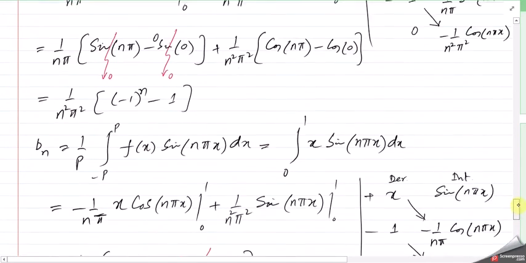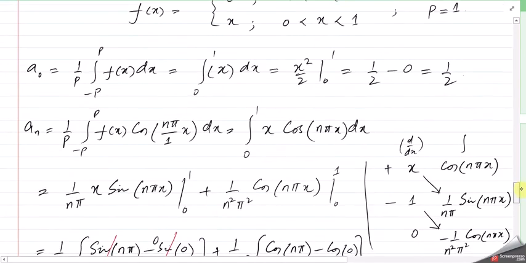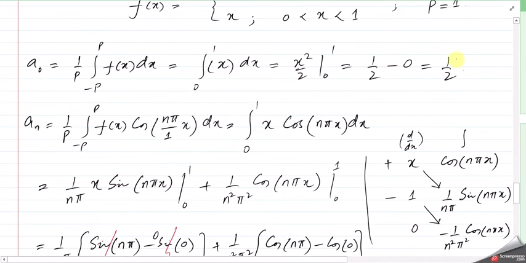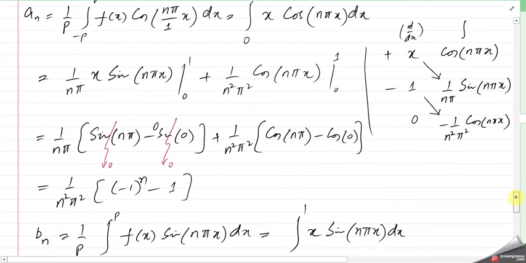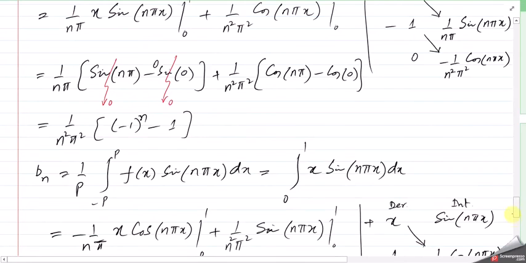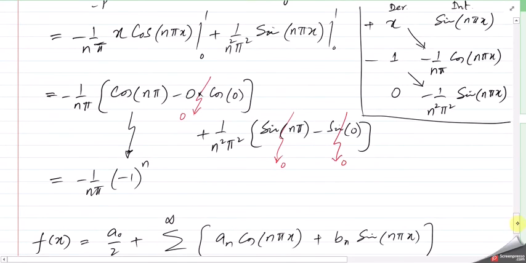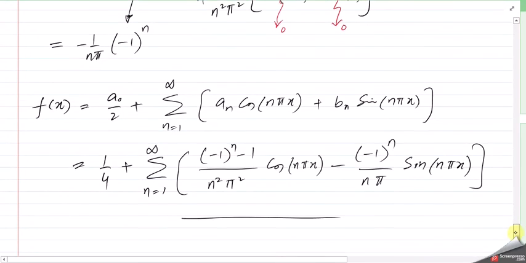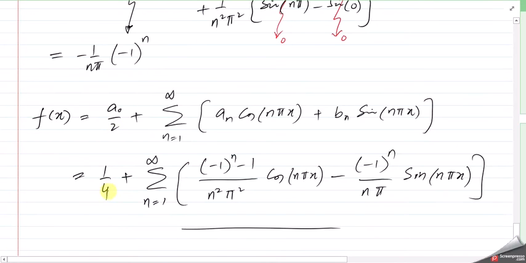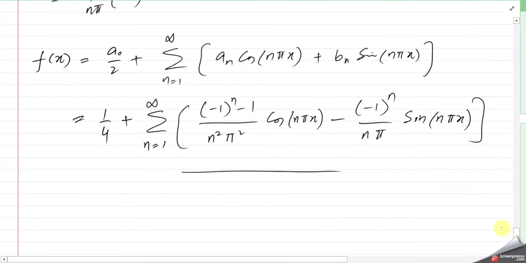Now we have our a0, which is 1 by 2. an is over here, and bn is over here. Now we put the values into the formula. So 1 by 2 divided by 2, that will make 1 by 4, and that's the value for a0 by 2, and with plus becomes minus because we have an extra minus here, and minus 1 over n pi. And that is our Fourier series for this function.